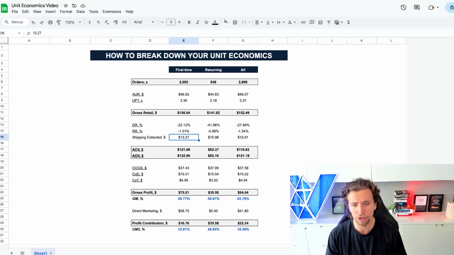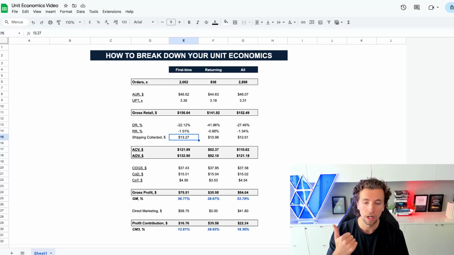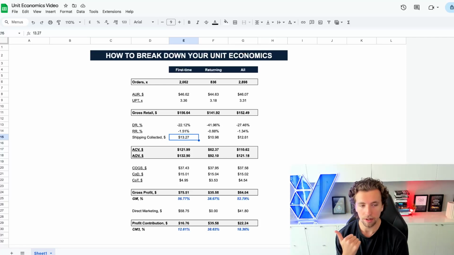The next is your average shipping collected at checkout. The reason why we separate this is, number one, Shopify actually doesn't include this in their average order value number.